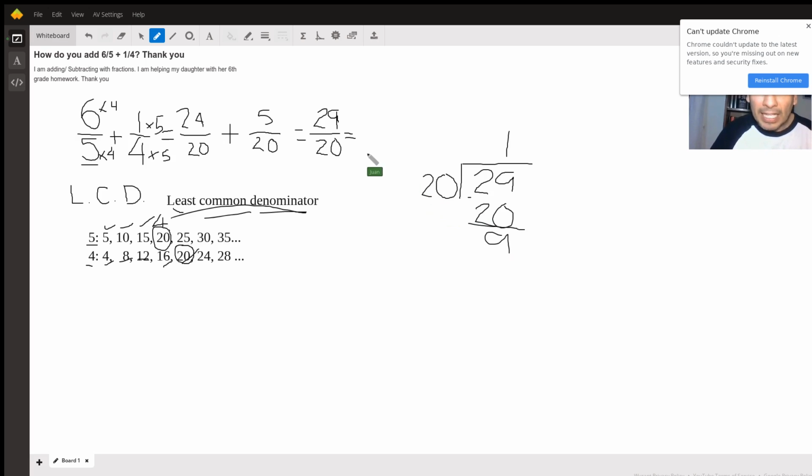That means that this number, 29 over 20, is an improper fraction, and you can convert it into a mixed number. How can you do that? The answer is the whole number. In this case, it's just one whole, and the remainder is 9, 9 over 20. This is the best answer that you can have. Again, 29 out of 20 is a good answer. One whole and 9 twentieths is the best answer that you can get.